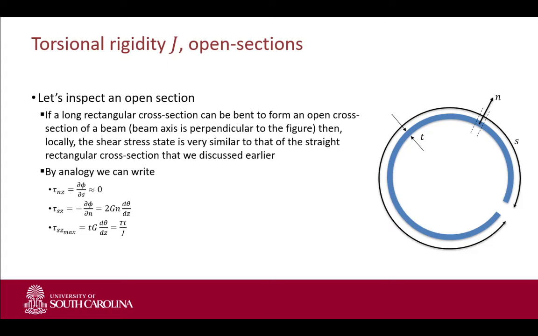The next thing we want to do is compare the torsion rigidity of a closed section, which the previous section was about, with that of an open section. And we can use a similar principle.